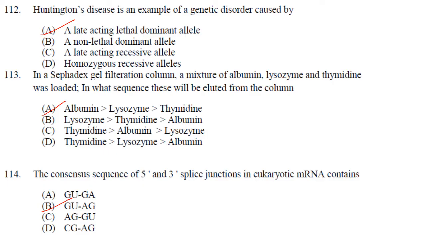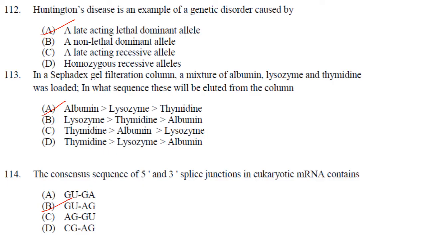Huntington disease is an example of genetic disorder caused by. So it is caused by a late-acting lethal dominant allele. Now what is dominant lethal allele inheritance? In dominant lethal allele inheritance, the lethal allele is present both in the homozygous and the heterozygous condition. It is dominant, so naturally it will be expressed. And usually if it is expressed, the person who has this dominant allele will not survive.